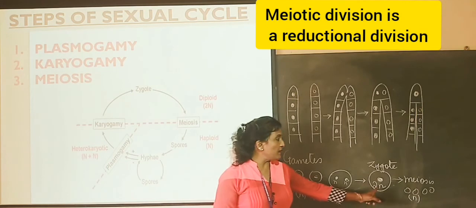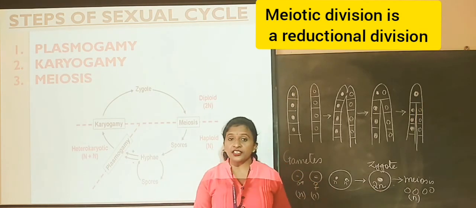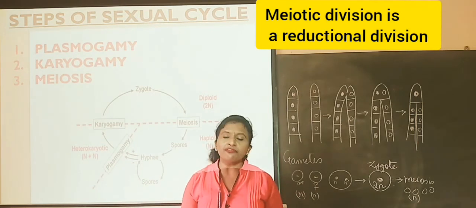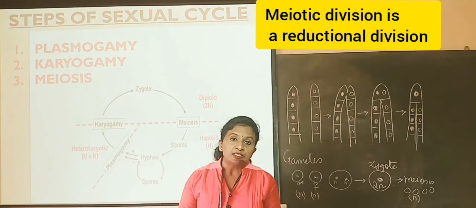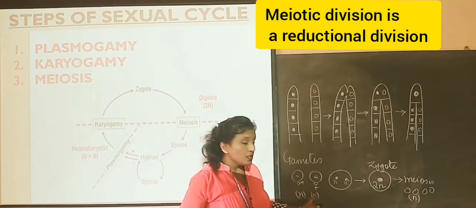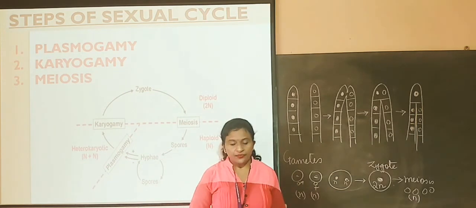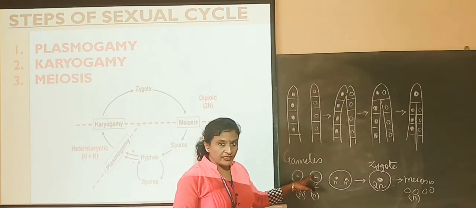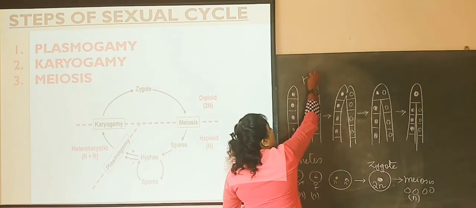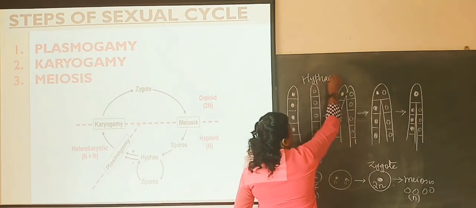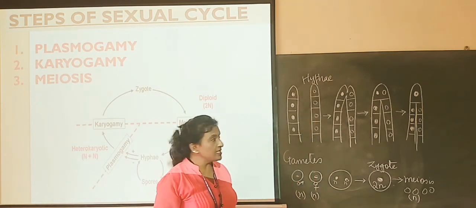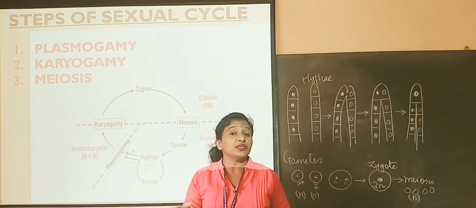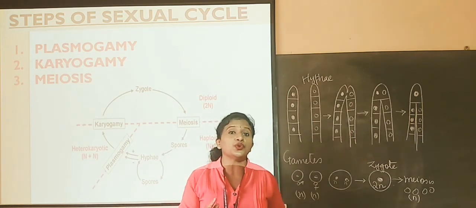We should remember any diploid cell, when it undergoes meiotic division, will have half the number of chromosomes in the daughter cells, right? So that we have to keep in mind. So the sexual cycle can occur in the gamete, or it can also occur in the hyphae between the two different strains, or it can also occur in the gametangia, that is between the antheridia and oogonia.